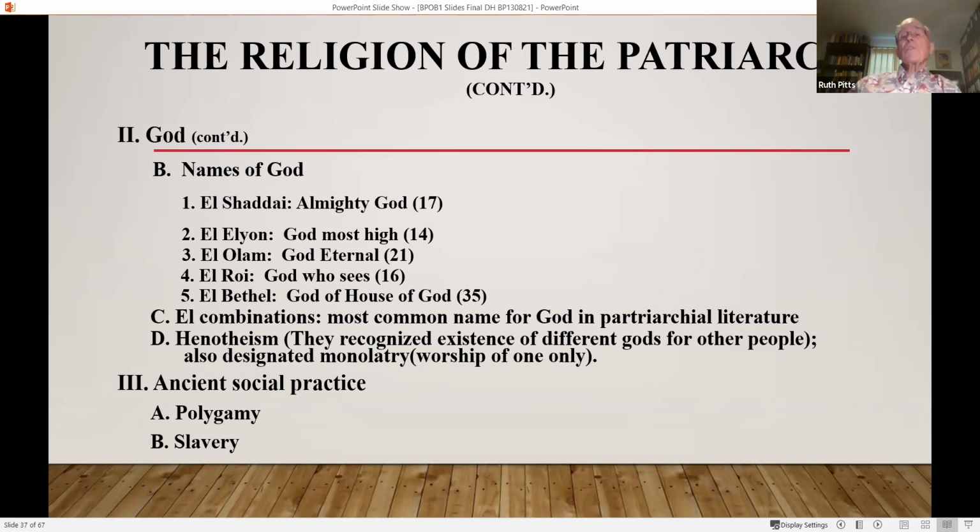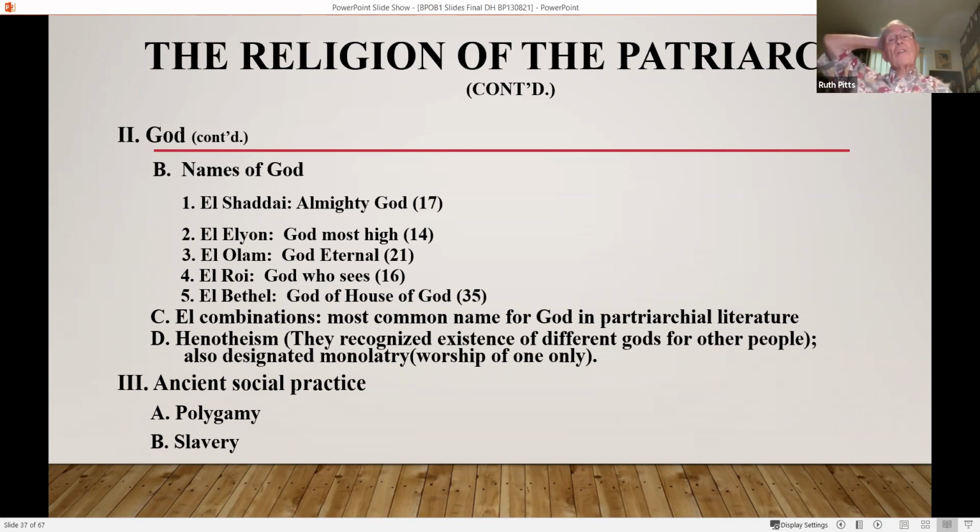Now, scholars emphasize and introduce here the notion of henotheism. Everybody knows polytheism, many gods; monotheism, one God. But here they recognize the existence of different gods for other people. In other words, the Edomites have their God. The Ammonites have their God. The Babylonians have their God. But we have only our God. So they recognize that other people believe that they have gods. But this is also designated monolatry. You should worship only one God.